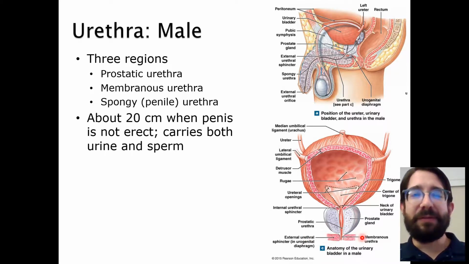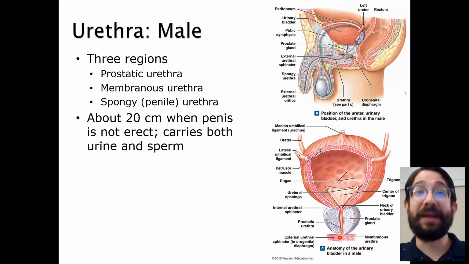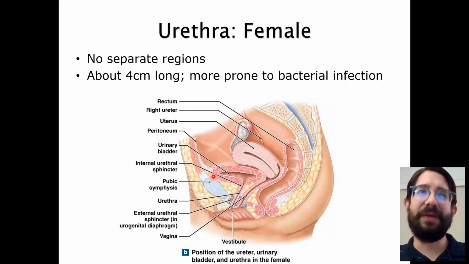So the portion of the urethra that goes through the prostate is the prostatic urethra. Then there's this band of muscle called the urogenital diaphragm. Think of it as a membrane because the next part of the urethra is called the membranous urethra. And it's going through this little bit of muscle. And then you're in the penis, so you can call it the penile urethra or the spongy urethra. And we'll talk about why you would call it the spongy urethra when we talk about reproduction. This urethra is about 20 centimeters in length, very different than the female urethra, no separate regions, and only about 4 centimeters in length, which means it's a short journey to reach the bladder for some bacteria that can cause UTIs.